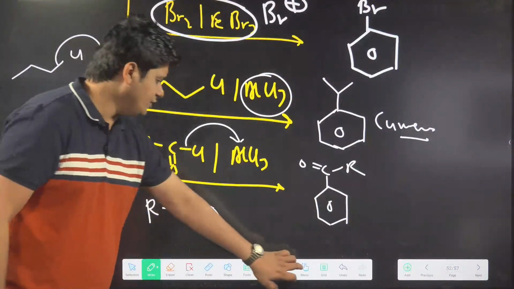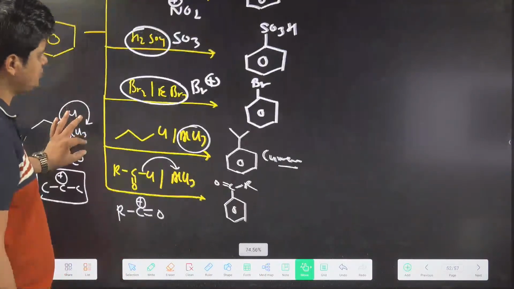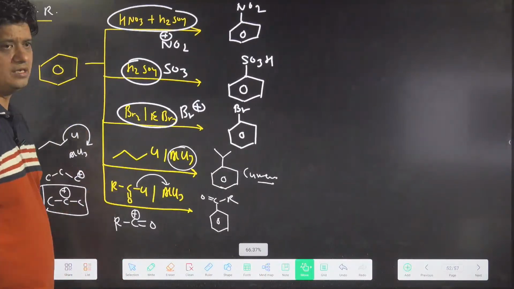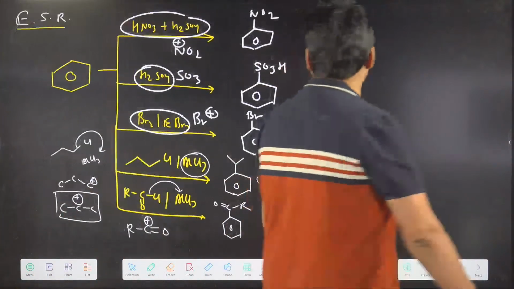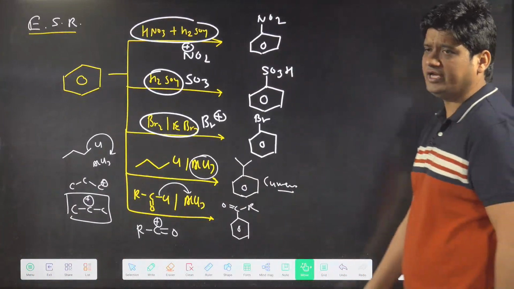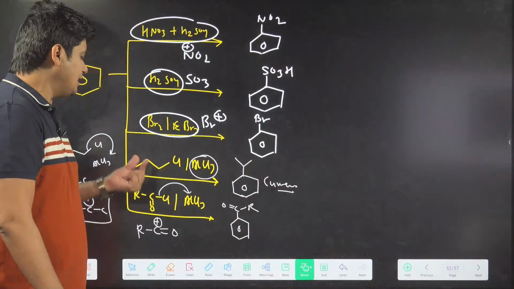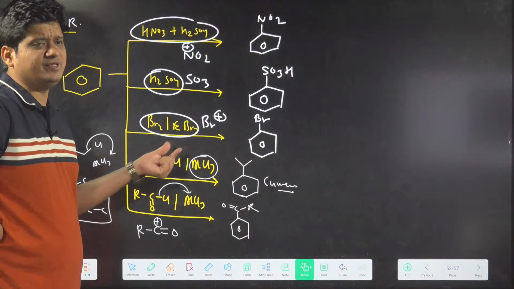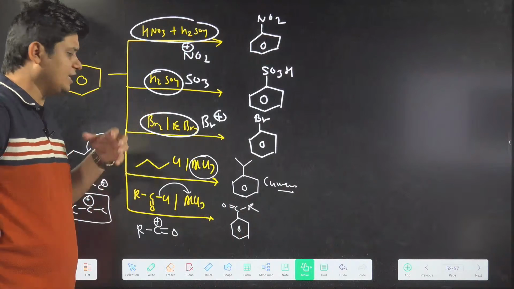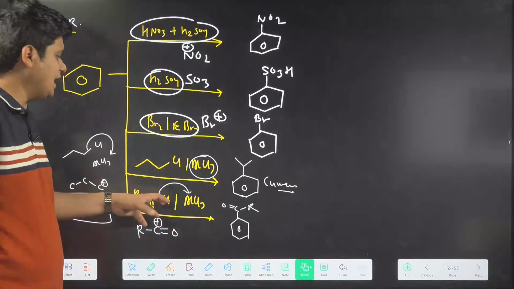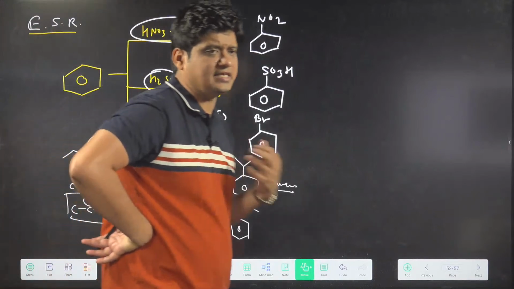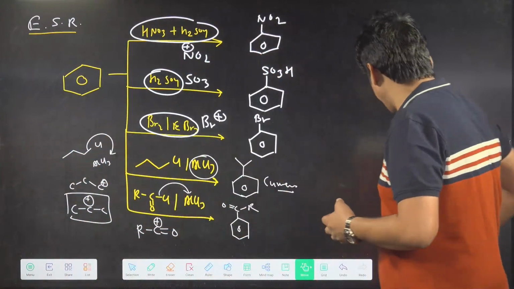So these are a few important electrophilic substitution reactions of benzene. Treating with HNO3 and H2SO4, nitration. Sulfuric acid, sulfonation. Br2 with FeBr3, bromination. Alkyl halide with AlCl3, Friedel-Crafts alkylation. Acid halide with AlCl3, Friedel-Crafts acylation. Okay, so these are important reactions.